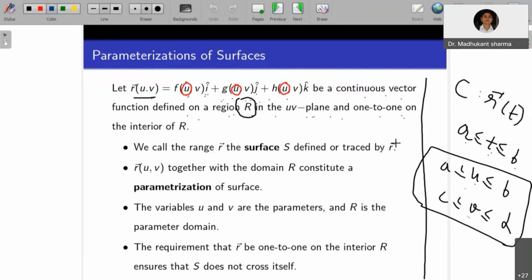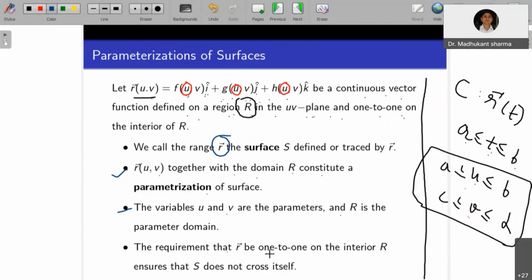So these are some views over the parameterization of surfaces. I hope so. If you still have any doubt, you can ask. The range R will identify the surface S, or we say S is traced by R. Now R together with the domain constitute a parameterization of the surface. The variables u and v are the parameters, and R is the parameter domain.